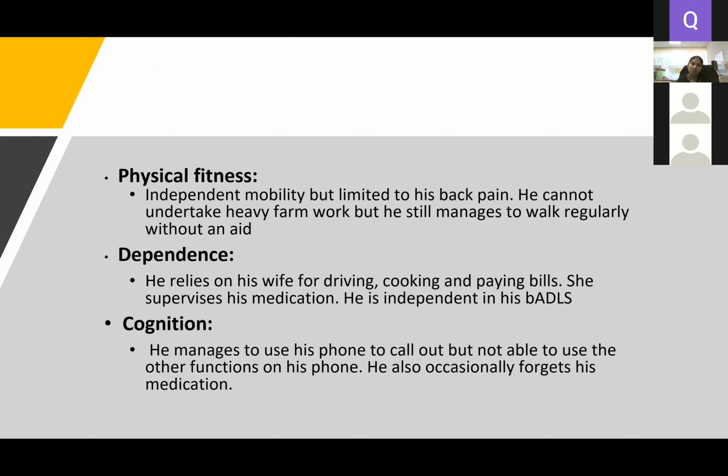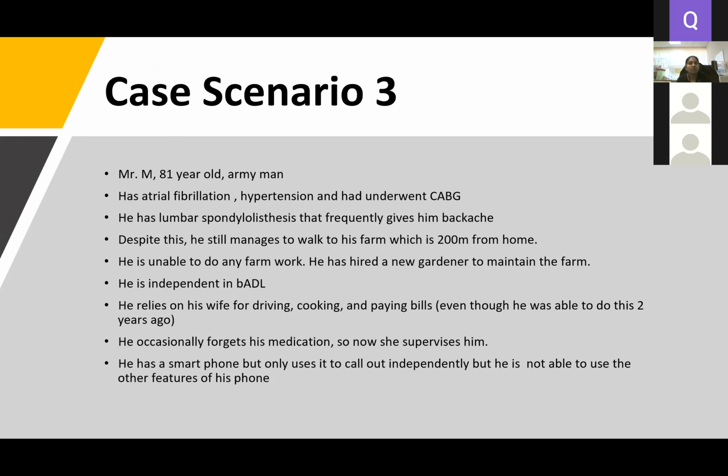The next one we'll go to is case scenario 3. So this is Mr. M. He's an 81-year-old army man. He has AF, hypertension, and he recently underwent a CABG.